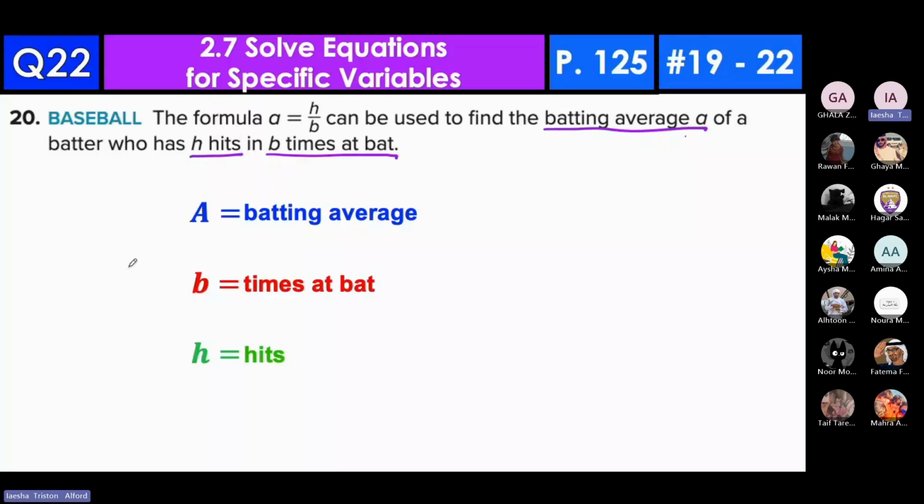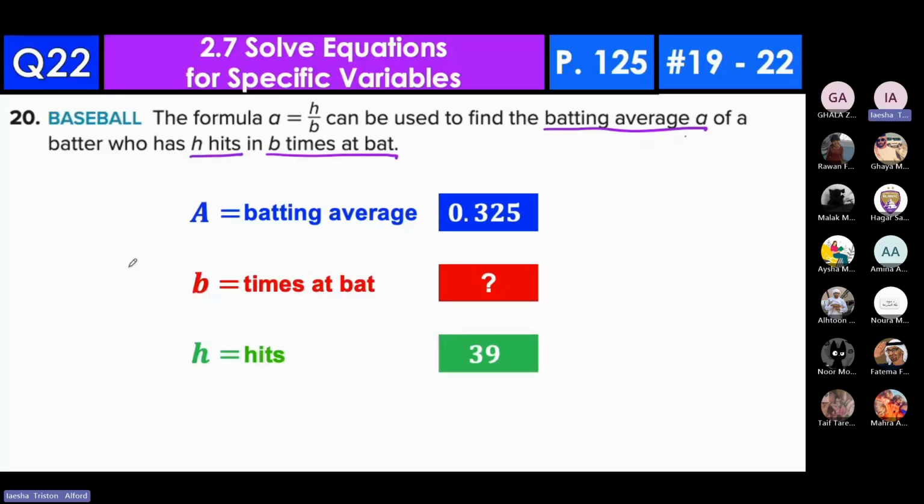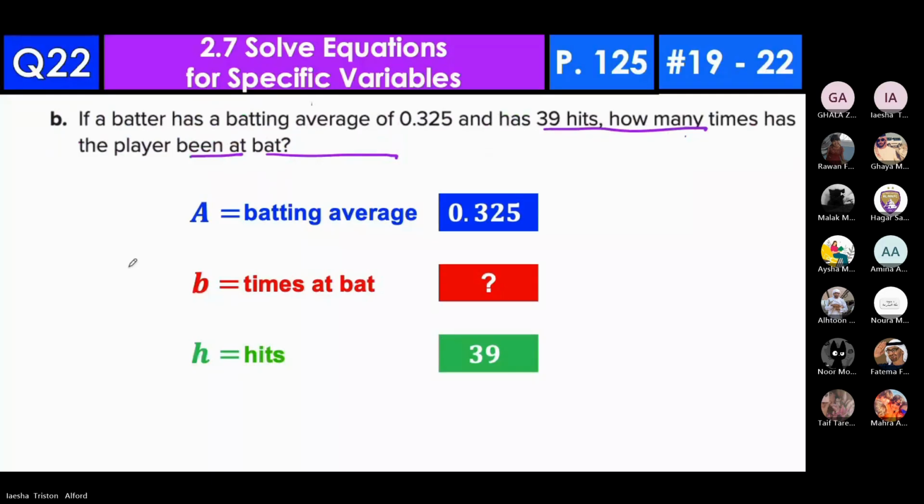Then we have to read part B of the question. These are the numbers from part B. So the average is 0.325. You have 39 hits. We do not know the B, the times at bat. So put a question mark.